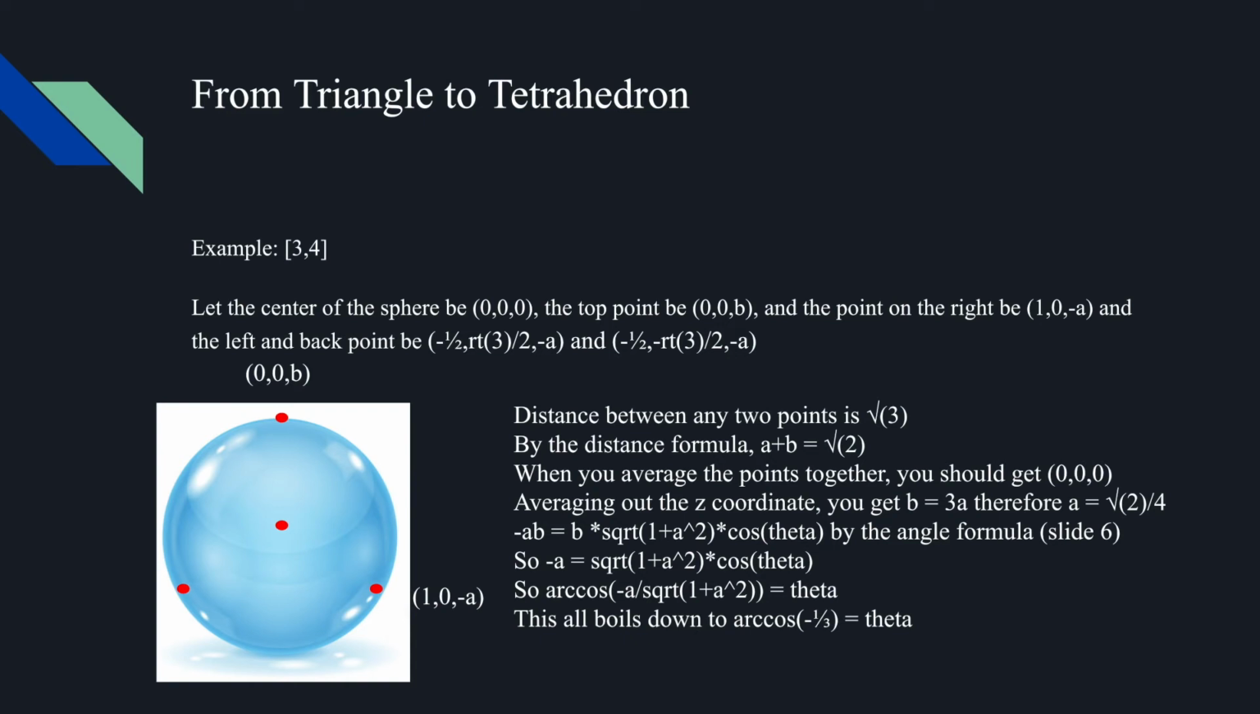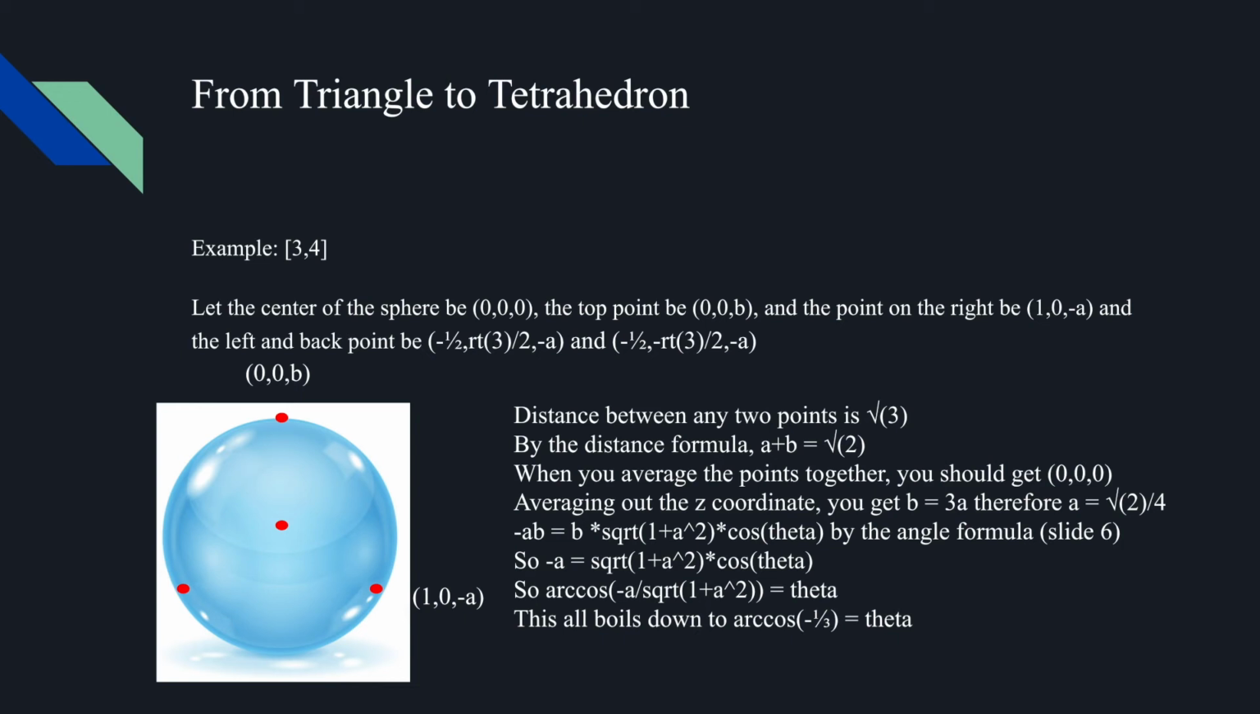And then by plugging in a and b and the coordinates of these vectors into that dot product formula, you get this fourth to last line, which is negative a b equals b times the square root of 1 plus a squared times cosine theta. And then if you simplify that a little, divide through by b, and then divide through by square root of 1 plus a squared, move the cosine over, you get the second last line. And then by plugging in for a, you get arc cosine of negative 1/3 equals theta.